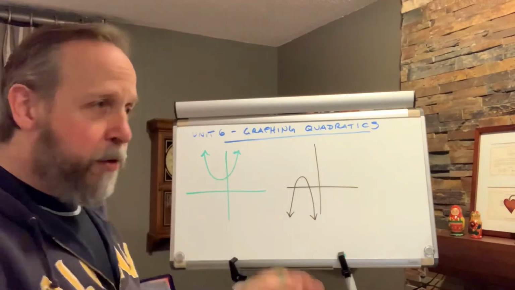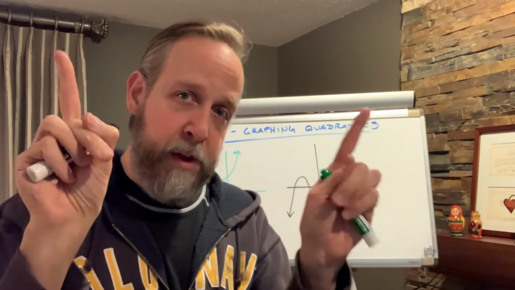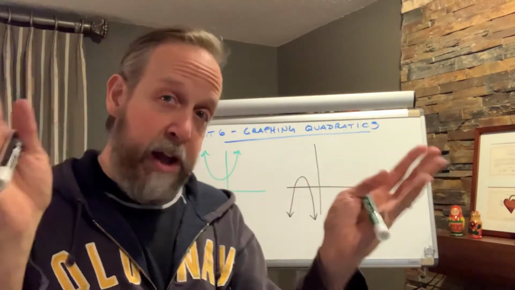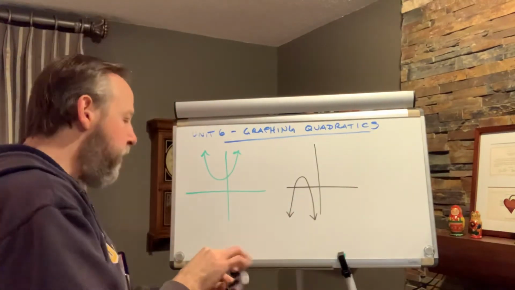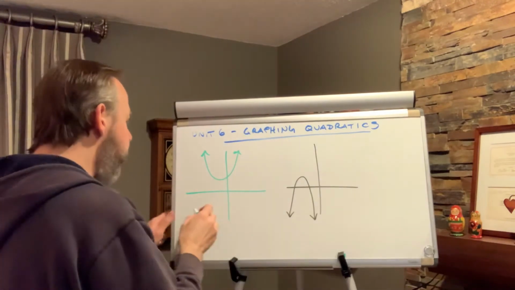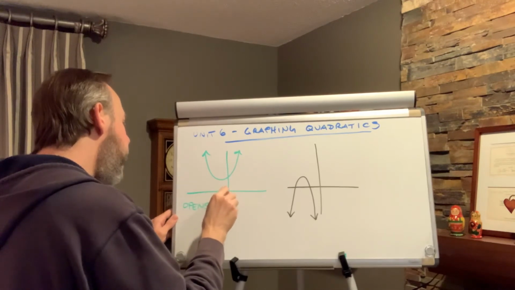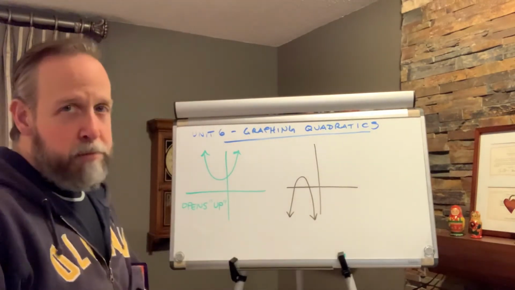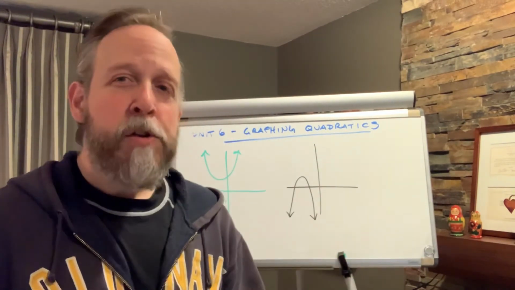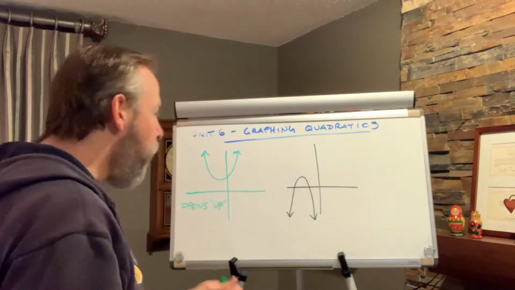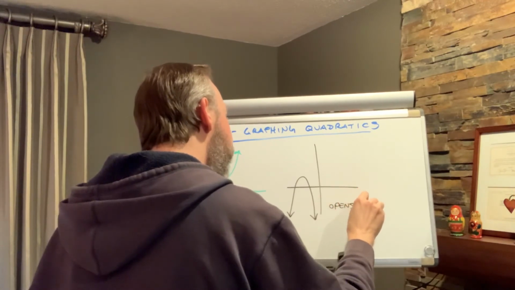So I gave you two different parabolas right here. Obviously, one of them looks like a smile. We call that opening up. It opens up because the arrowheads on either side are pointing up, meaning on either side of the vertex, it continues upwards towards infinity. So we say opens up for this one, the smile. The other one looks like a frown. On either side of the vertex, it's pointing down towards negative infinity forever. So we call that opening down.